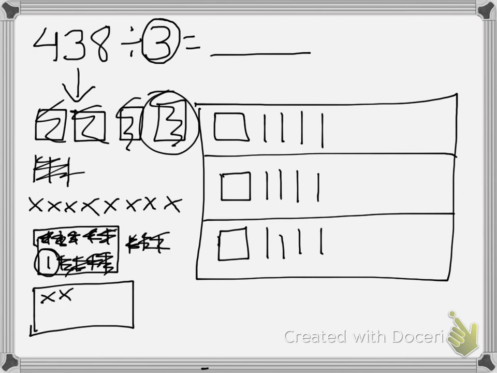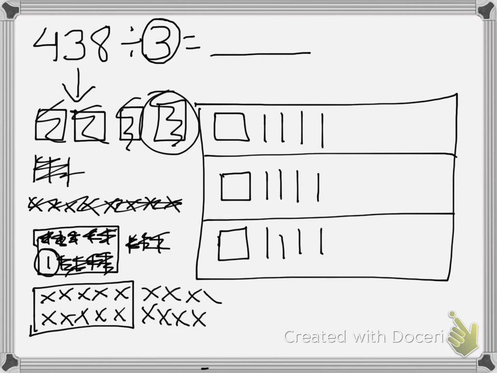1, 2, 3, 4, 5, 6, 7, 8, 9, 10. And then I want to remember that I still have those 8, so I'm going to move all of those down here, just to keep them together. So I'm going to start dividing by 3. So I have 1, 2, 3.